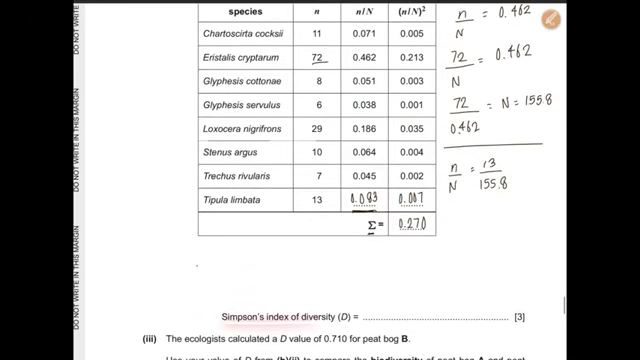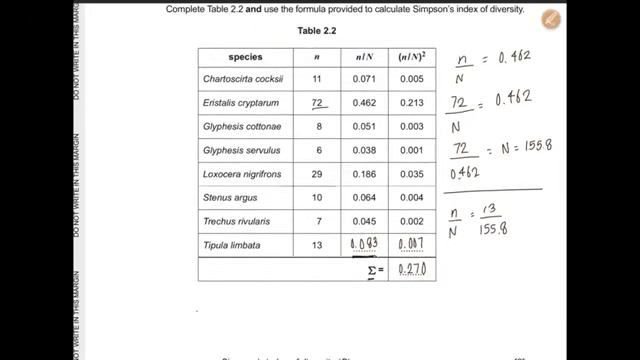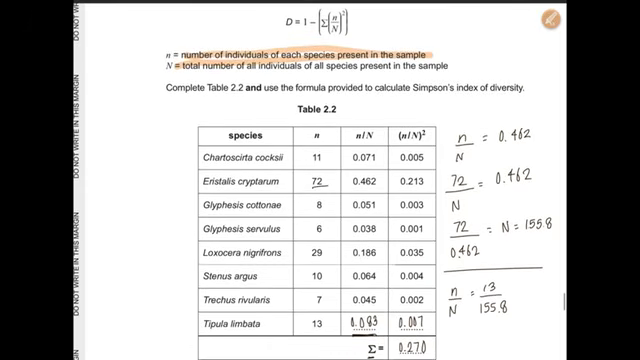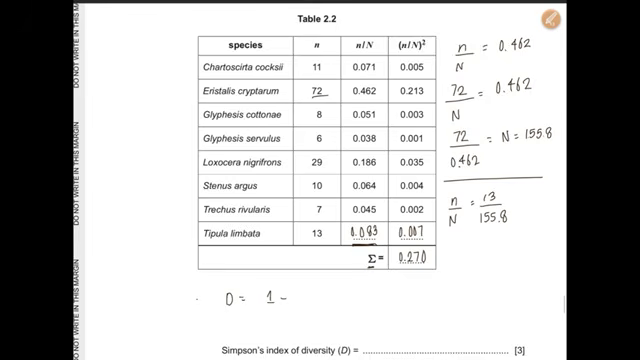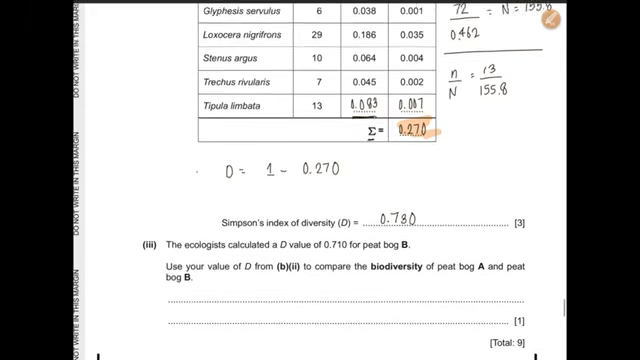Okay, now let's find the Simpson's index of diversity. The formula is given right here. This is going to be D equals 1 minus the sum of (n over N) squared, that is going to be 1 minus 0.270, and the answer is 0.730. Take care of the decimal places again. These are all with 3 decimal places.